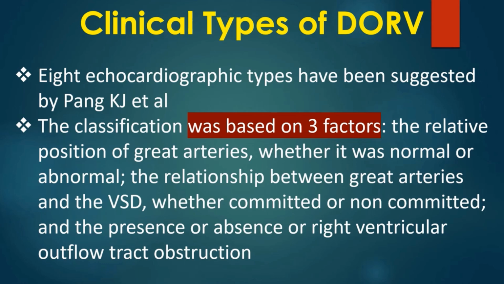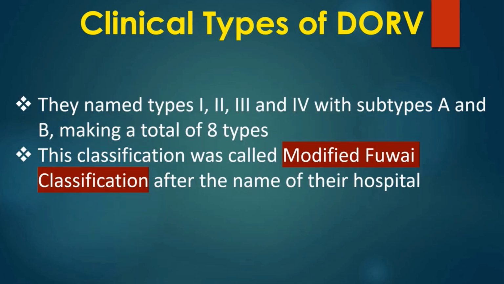8 echocardiographic types have been described by Pang and associates. The classification was based on 3 factors: the relative position of great arteries, whether it was normal or abnormal, the relationship between great arteries and the VSD, whether committed or non-committed, and the presence or absence of right ventricular outflow tract obstruction. They named types 1, 2, 3 and 4 with subtypes A and B, making a total of 8 types. This classification was called Modified Fouaille classification after the name of their hospital.